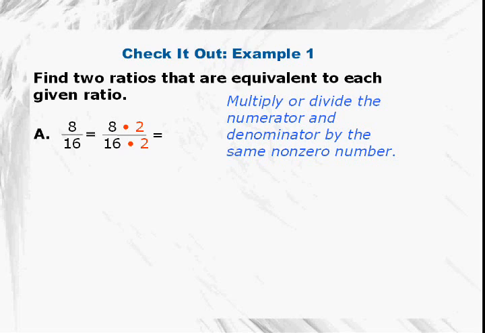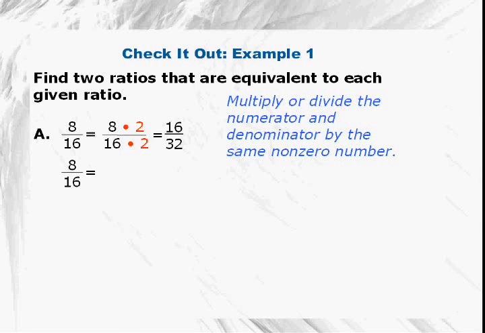I chose 2. So I multiply the numerator and denominator by 2. If you picked a different number, it does not mean you're wrong. As long as you picked a number that isn't 0, and you multiplied the numerator and the denominator by the same number, then you still would have your equivalent ratio. I got 16 to 32.